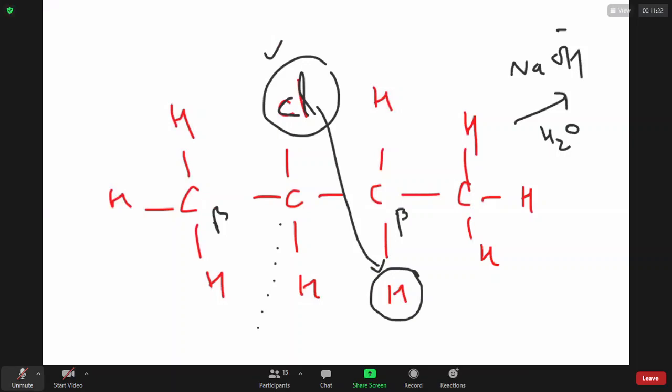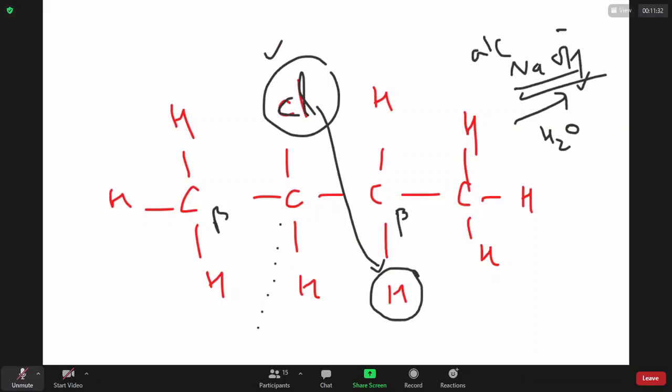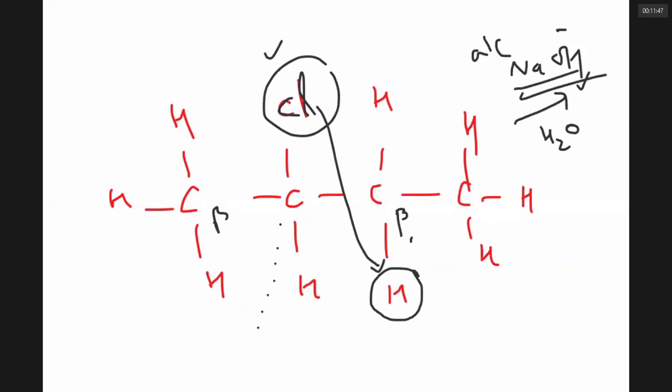Therefore, when I am using alcoholic NaOH, elimination is favorable. Always there is a competition between the elimination and substitution. You get all possible products, there is no doubt in that. Now, in the elimination reaction, there are 2 possibilities. I call it beta 1, I call it beta 2.